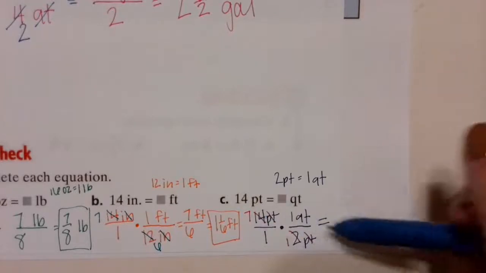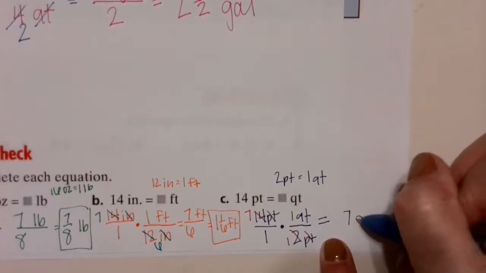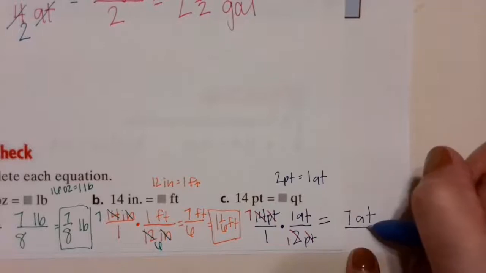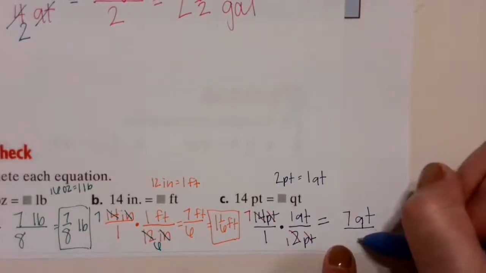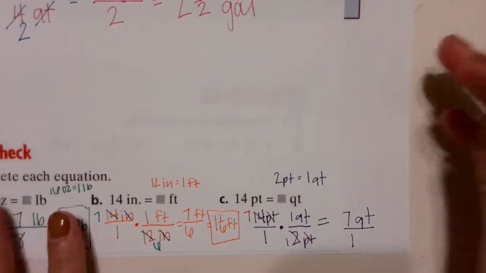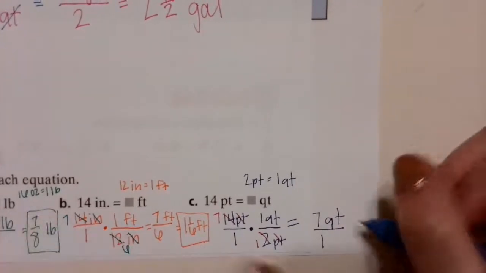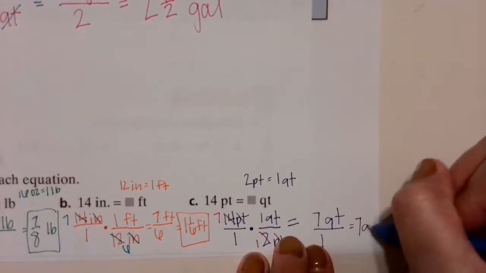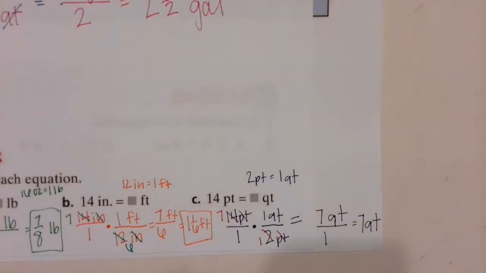Okay, and 7 times 1 is 7, so that's 7 quarts on top. On bottom, that's 1 times 1, so 7 over 1 simplifies to just 7 quarts. Awesome. Alright, so that is dimensional analysis.